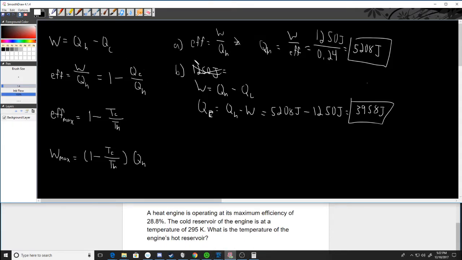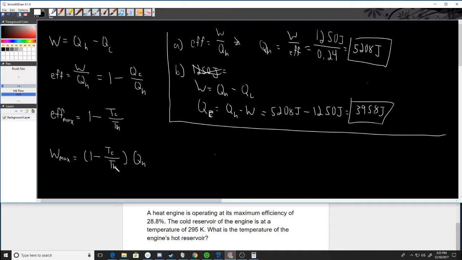All right, so in this case, a heat engine is operating at its maximum efficiency of 28.8%. This should kind of key us in already. It's talking about maximum efficiency, so I'm probably going to be using this equation or this equation at some point. The cold reservoir of the engine is at a temperature of 295 K. What's the temperature of the engine's hot reservoir?